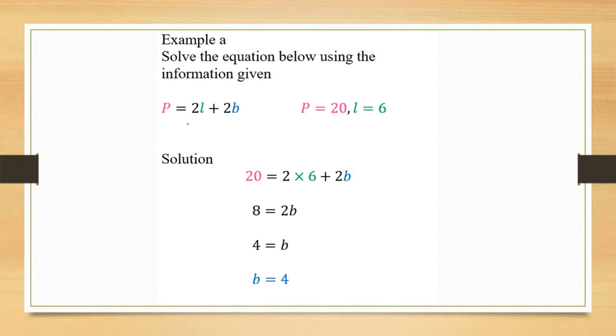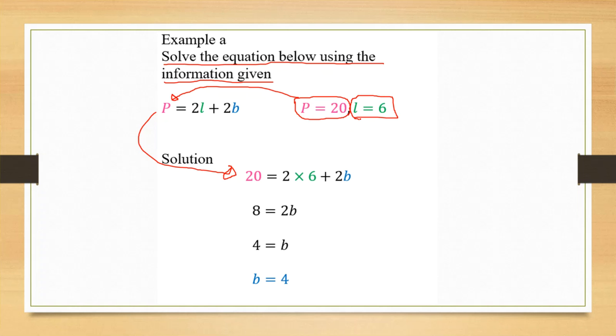Examples today. Solve the equations using the information given. This equation is for the perimeter of a rectangle. So we need to put in the numbers that we know. We know that p equals 20. That's part of the question. So 20 goes here, which you can see I've got here. And L equals 6. So L goes here and here.